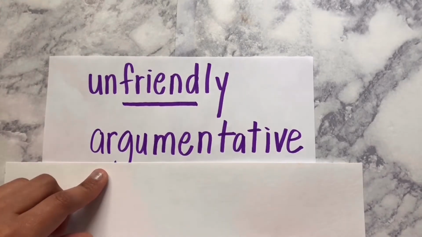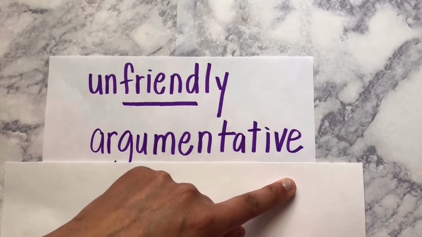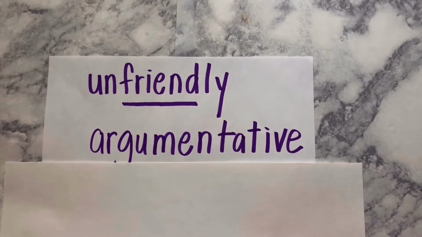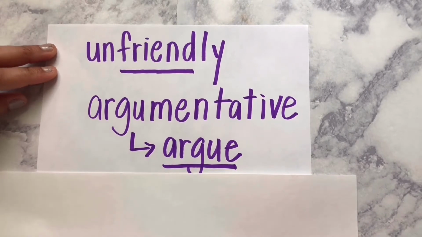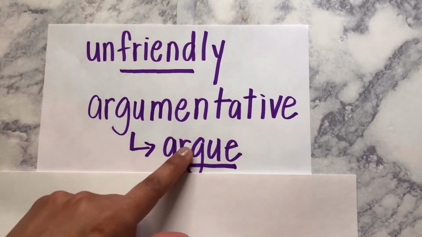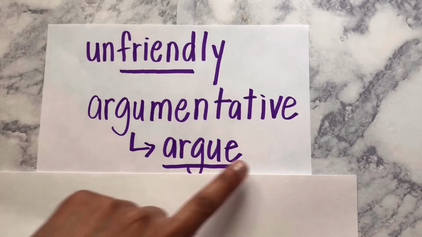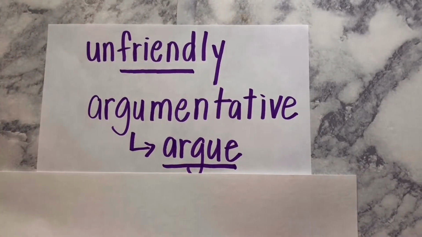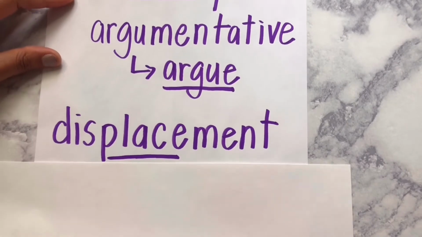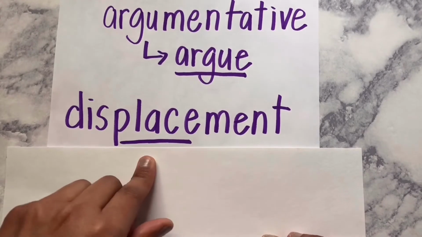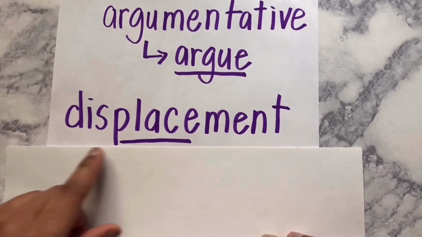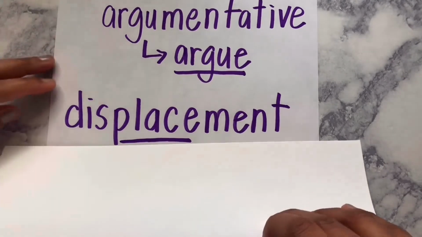This word is another multisyllabic word, argumentative. What is the base word in argumentative? Argue. To argue, an argument, argumentative, being someone that argues a lot, or the discussion or the conversation has a lot of arguing in it. Displacement. We identified the base word as place, a placement of something, and displacement is not in its place.